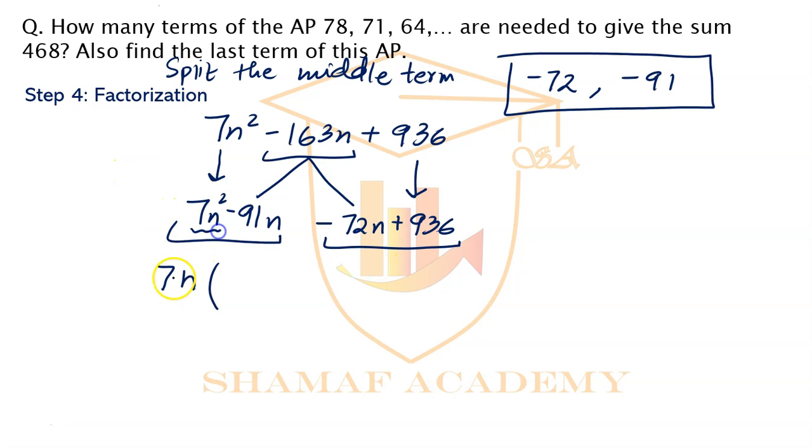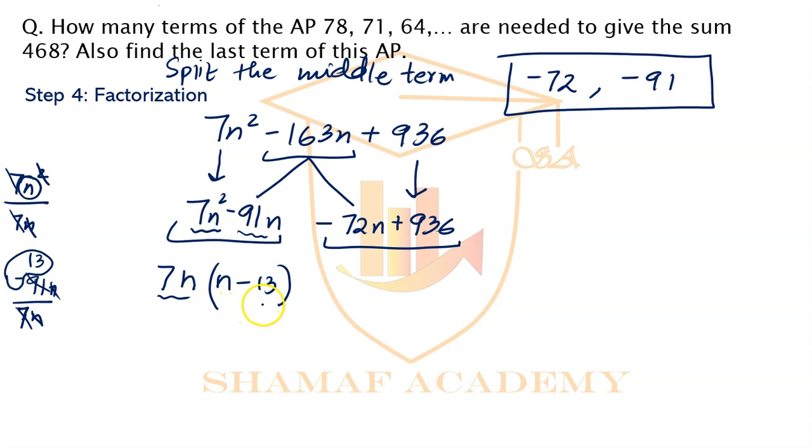Now let me divide the first term with this 7n and let's check here. 7n square divided by 7n. The n and this n square get cancelled, then the 7 and 7 get cancelled. We are left with n. So let's write that n. And then let's divide the second term with 7n and check what do we get. We have negative 91n divided by 7n. The n and the n will get cancelled, and then we have 7 and 91. 91 divided by 7 will give us 13, and the answer is negative 13. So I'm going to write here negative 13.